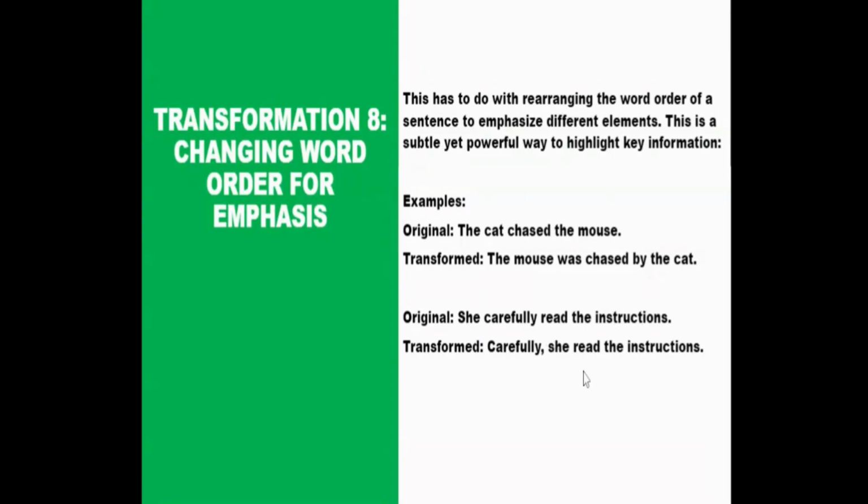So a change in the word order is always meant for emphasis. Here, we emphasize the fact that she carefully read the instructions. Our focus is on the reader. But here, our focus is on the manner in which she read: carefully. She read the instructions. Now, this is exactly what you need to know.